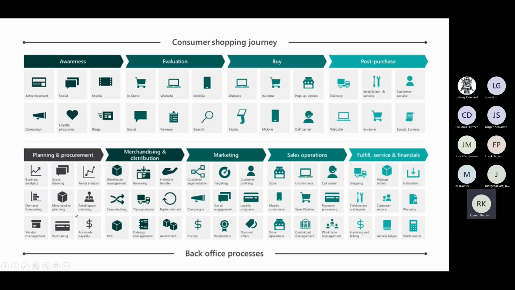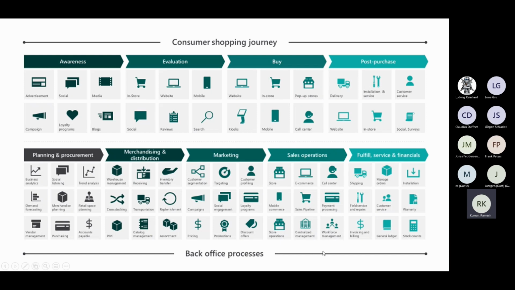In parallel, the back office process will be starting from planning and procurement, which nowadays is mainly vendor management, demand forecasting, retail space planning, and merchandising. Here we will be using intelligent order management or distributed order management for merchandising and distribution, with platforms like replenishment, cross-docking, transportation, and EDI services as well. Marketing we use for customer enhancement programs, loyalties, promotions, discount offers, dynamic pricing, and personalized offers, which we can also provide through this.